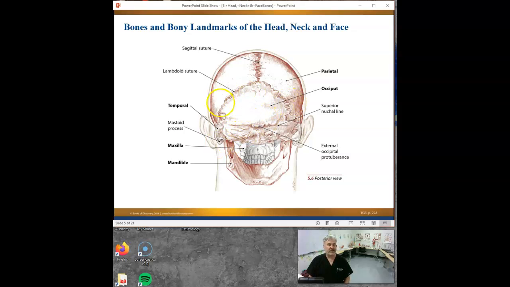Cool. And if we look over and keep going lateral, you'll see the temporal bone and the mastoid process of it behind the ears, right? So far we know three muscles that attach to the mastoid process. Can anybody name those three muscles that attach to the mastoid process?